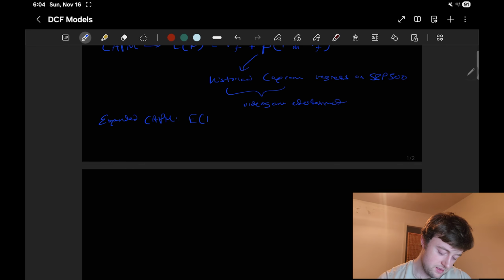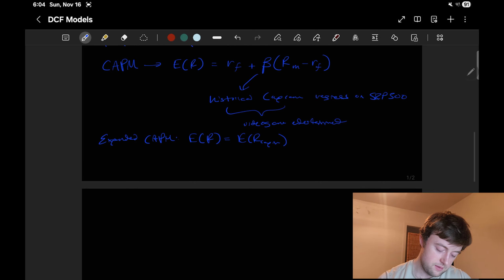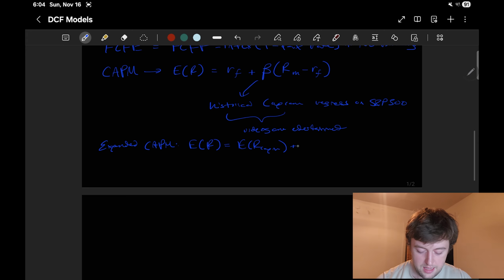Okay, let me just rewrite this. Expected returns equal our expected returns from the CAPM model. So again, you can see up here what that is. And we add other premiums. So for example, we can add a size premium, an industry premium, and a company premium, or a specific company premium, if you will.